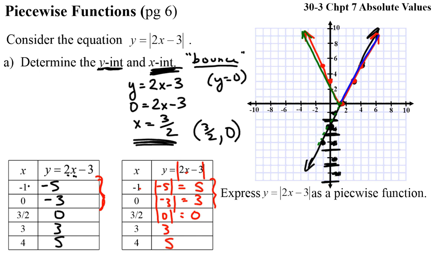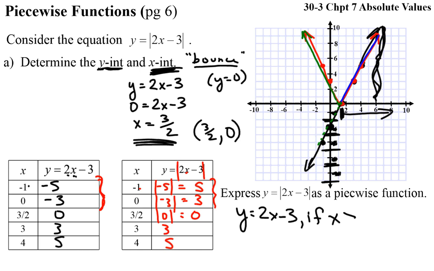So what do we do? We can write the piecewise. We had the normal graph, 2x minus 3, if x was what? The normal graph occurs here. Here's where the normal graph is. And it occurs from our bounce point and bigger, if x is greater than or equal to 3 halves. There's the x values that give us the normal graph.